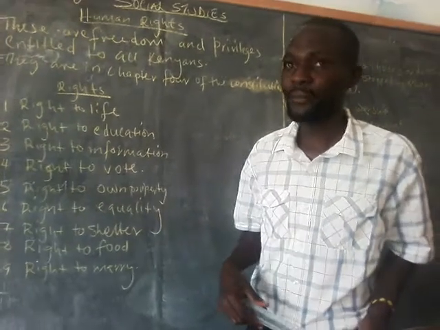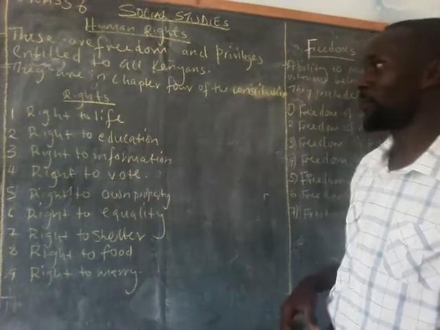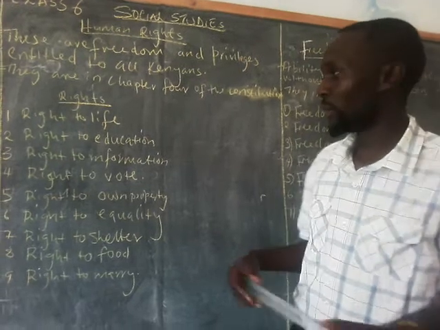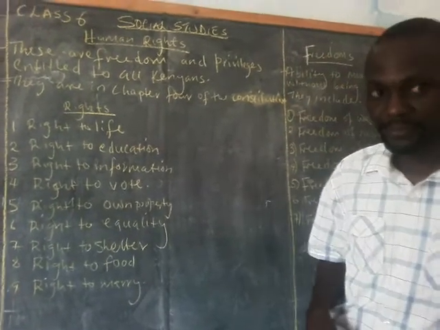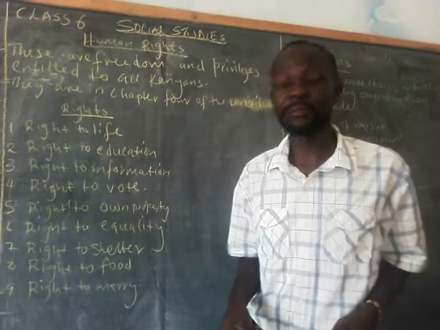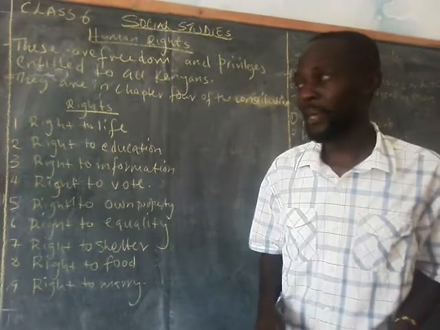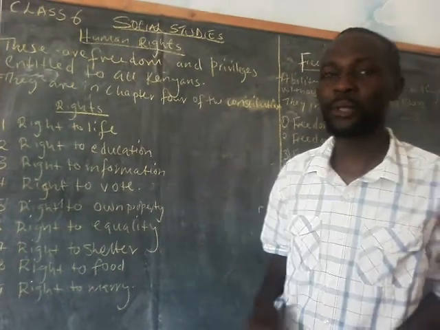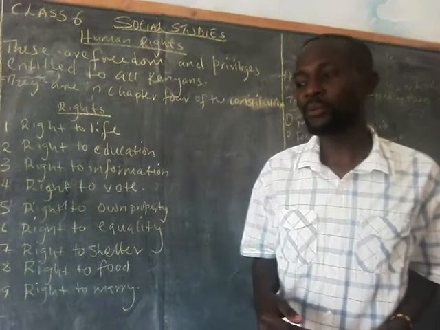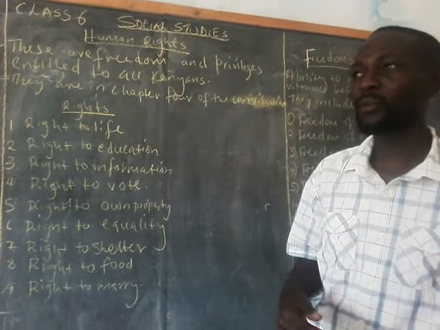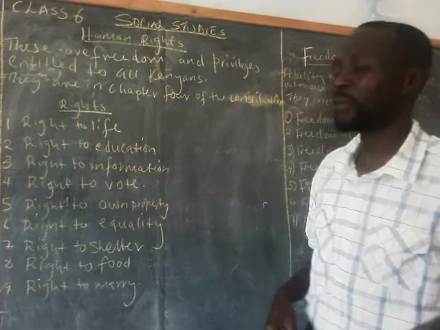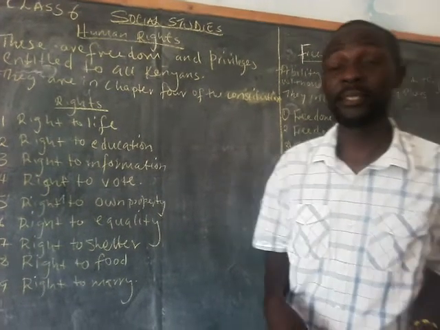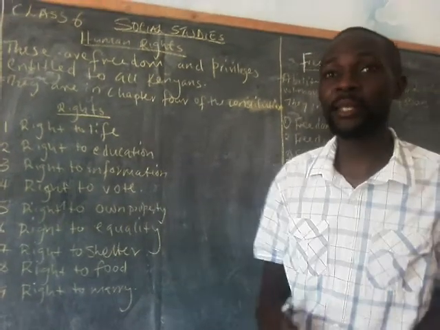So you have a right to live. Nobody is supposed to curtail your life. Then another right is right to education. As a child or as a young person, you have the right to get education. So nobody is supposed to tamper, or nobody is supposed to prevent you from getting education. Then right to information. Each and every citizen has a right to get the information.